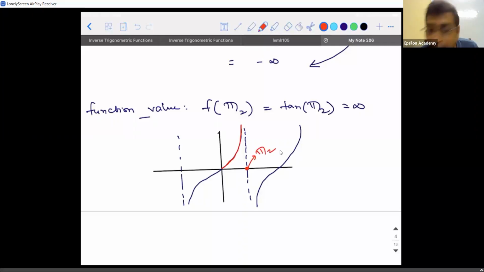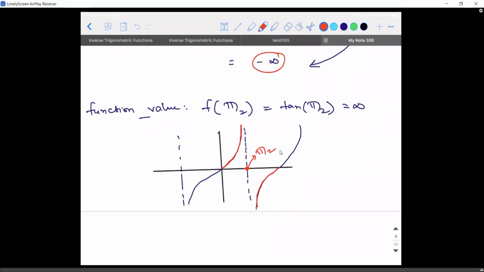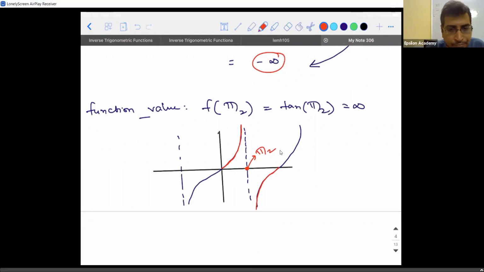But when you approach from the right hand side, where are you approaching? You are actually going to minus infinity. That is why you got the answer as minus infinity. Understood? That is the reason why it is a left continuous function. Yes, sir. This is the reason why you are studying this.